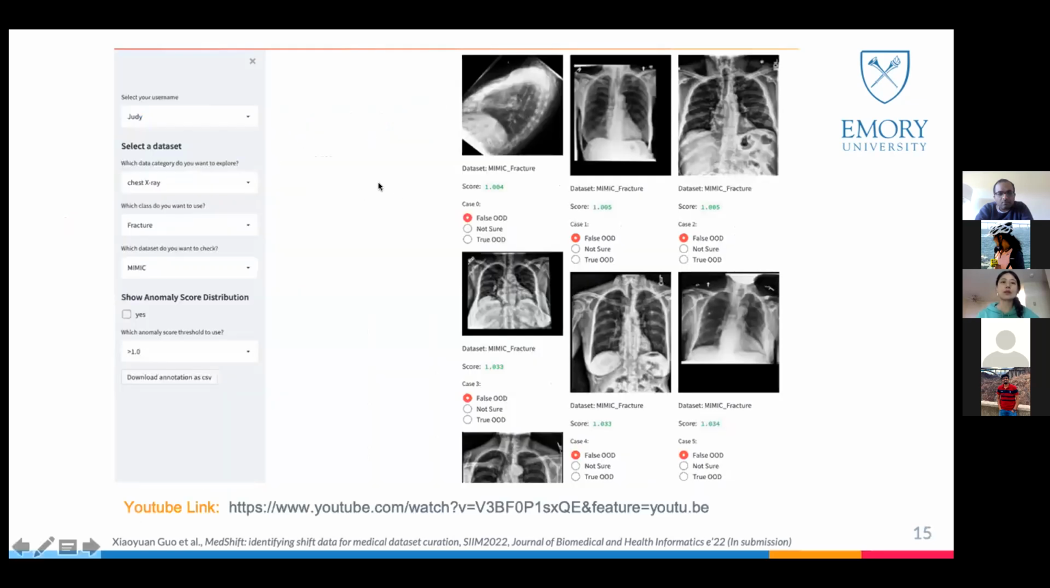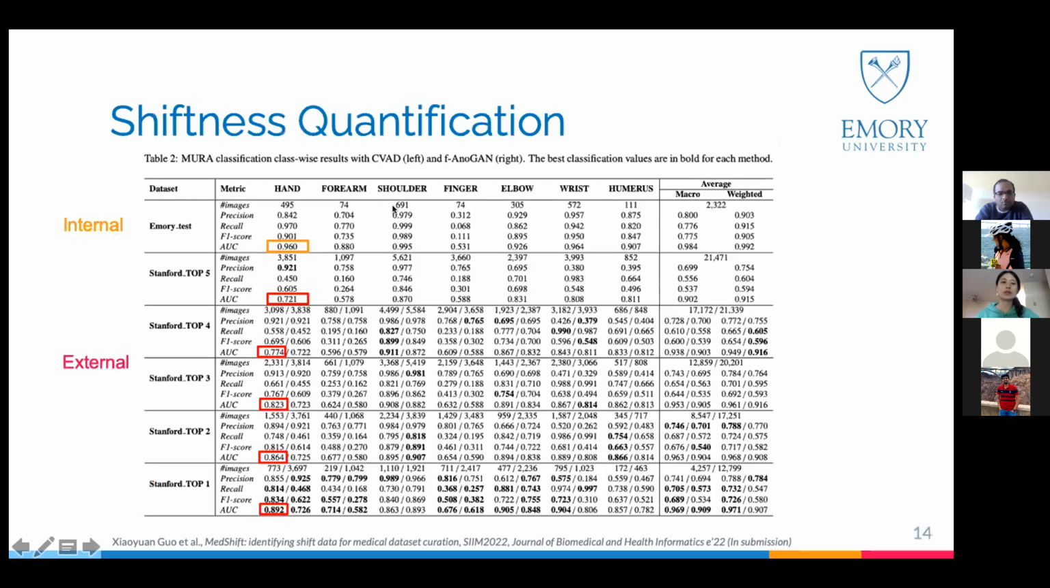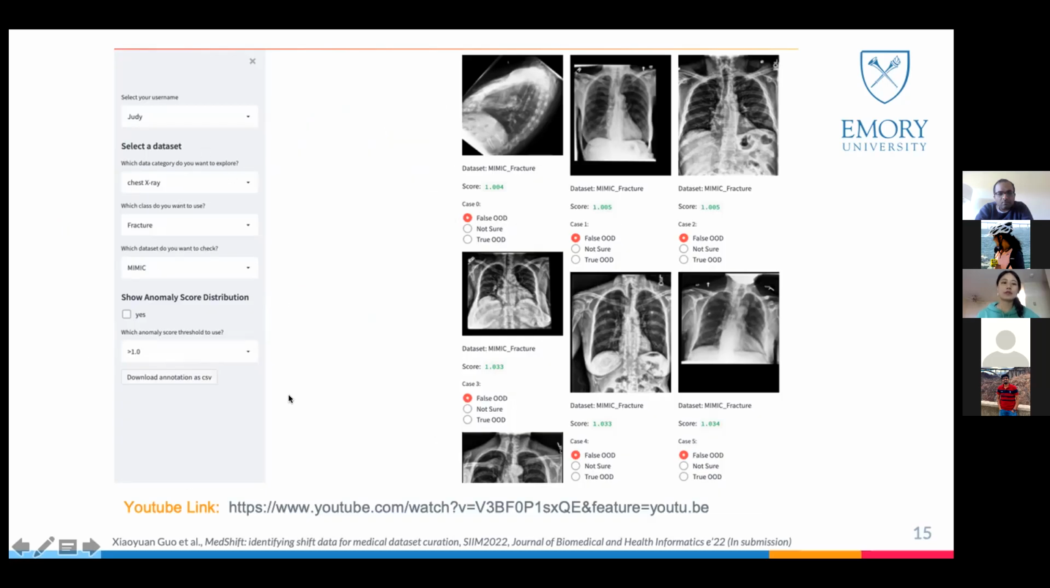We also developed a portal, an interface to help the radiologists look into those images. Besides that, we also evaluated the chest X-ray image dataset. But now I just talk about the MURA dataset. If you are interested in our interface, you can go to the YouTube link and see how it works. Both the MURA dataset and chest X-ray will be shown in the YouTube video.